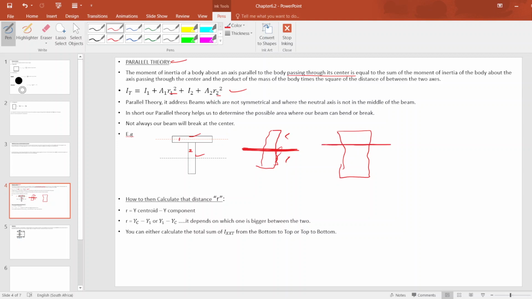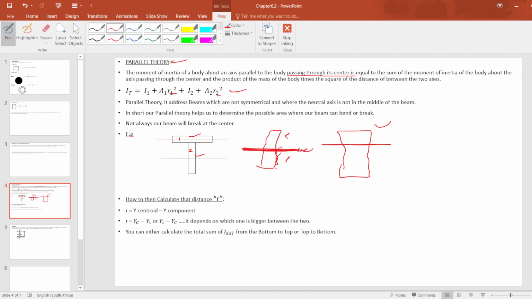For instance, let's say it bends there. This is a non-symmetrical beam. Now, the parallel theory helps us address not only symmetrical beams but non-symmetrical beams as well, to calculate their total sum of moment of inertia. In short, our parallel theory helps us to determine the possible area where our beam can bend or break. Now, not always will our beam bend at the center.